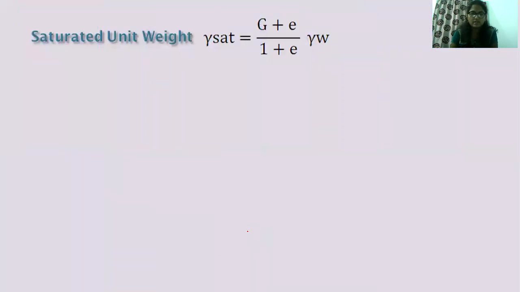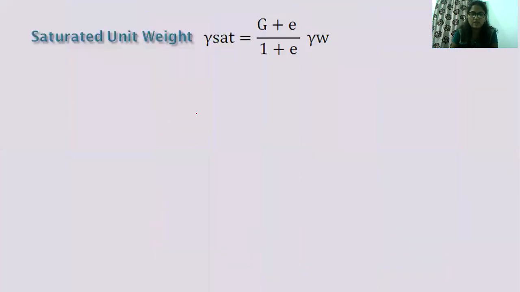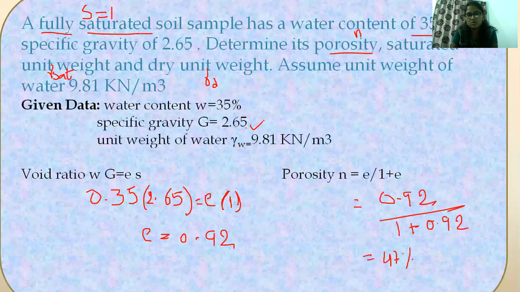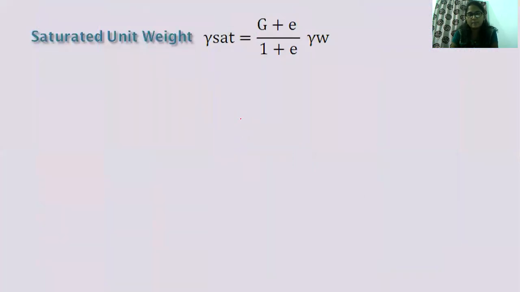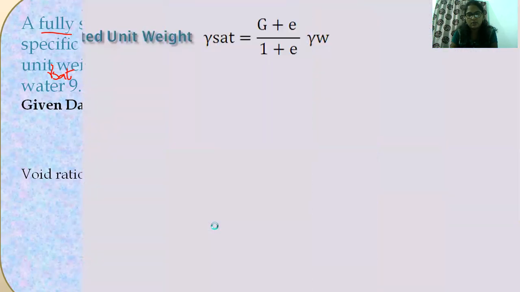Now the second one, we can calculate saturated unit weight. Gamma sat is equal to (G plus e) by (1 plus e) into gamma w. What is the value of specific gravity? G is equal to 2.65, plus the void ratio value we already determined, e is equal to 0.92.